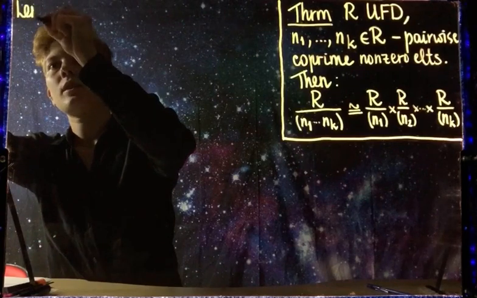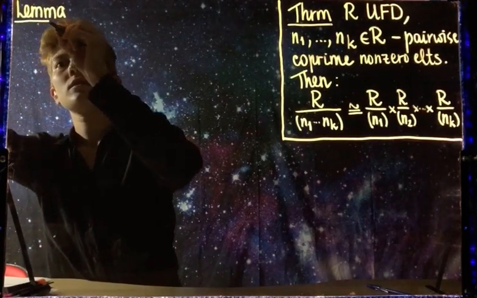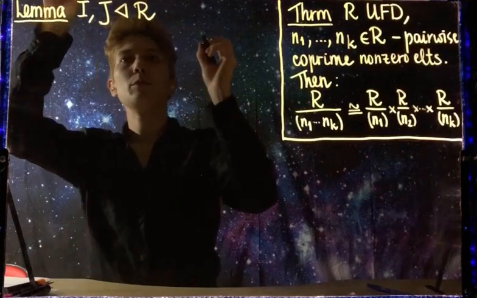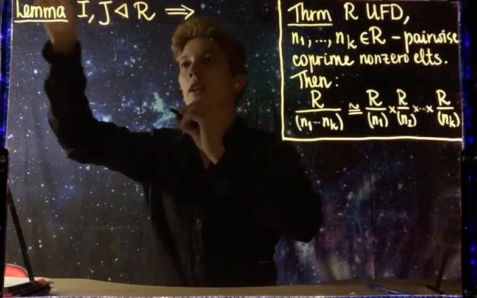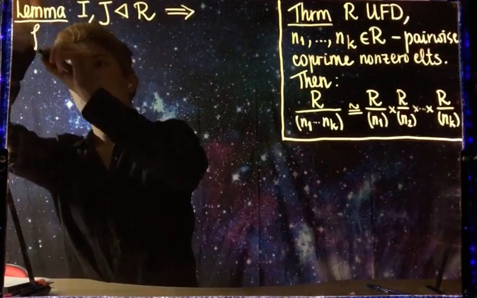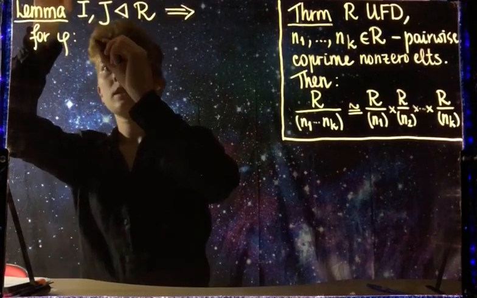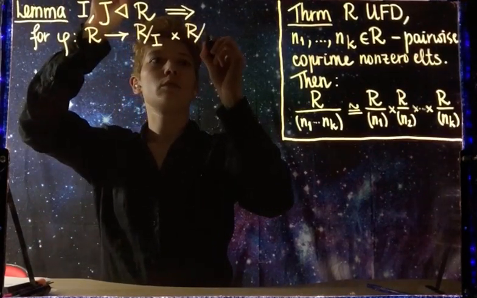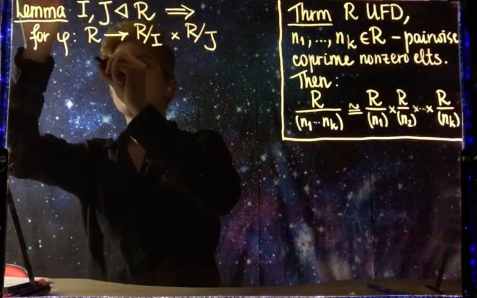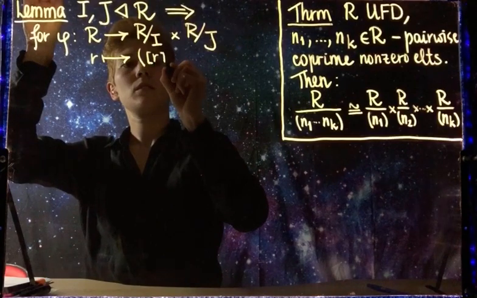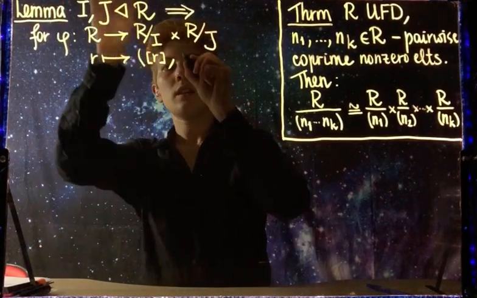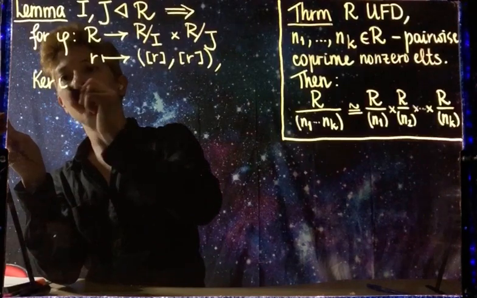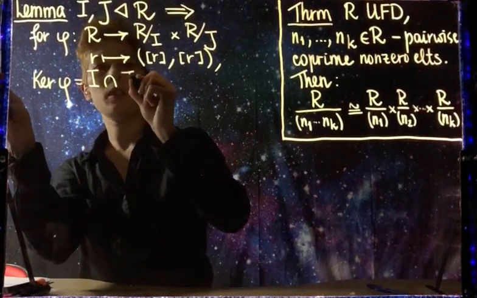And now let me formulate a lemma. If I and J are ideals in any commutative ring R, then for a homomorphism phi from R to R mod I cross R mod J that sends an element R to its equivalence class mod I and equivalence class mod J, the kernel of phi is equal to the intersection of these ideals.